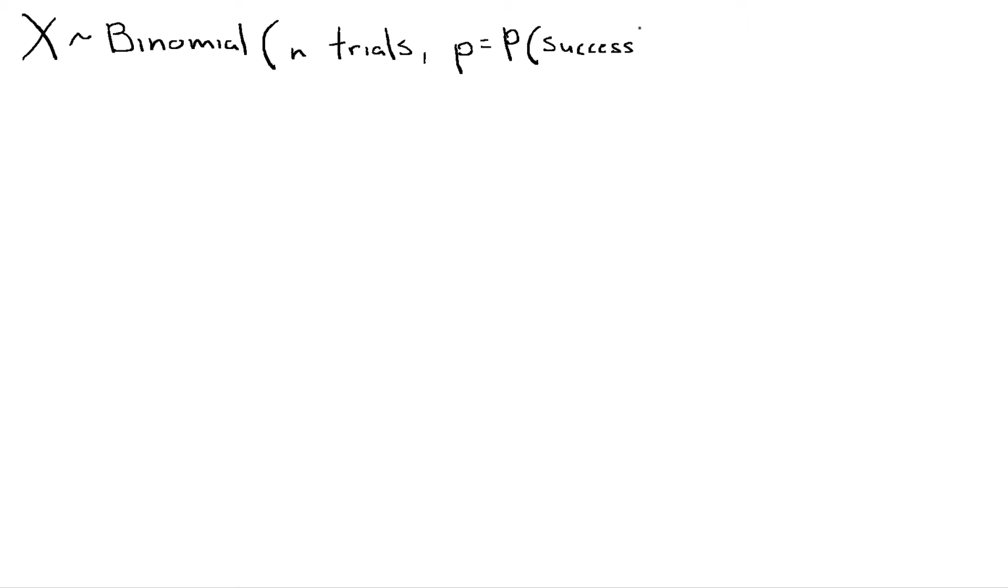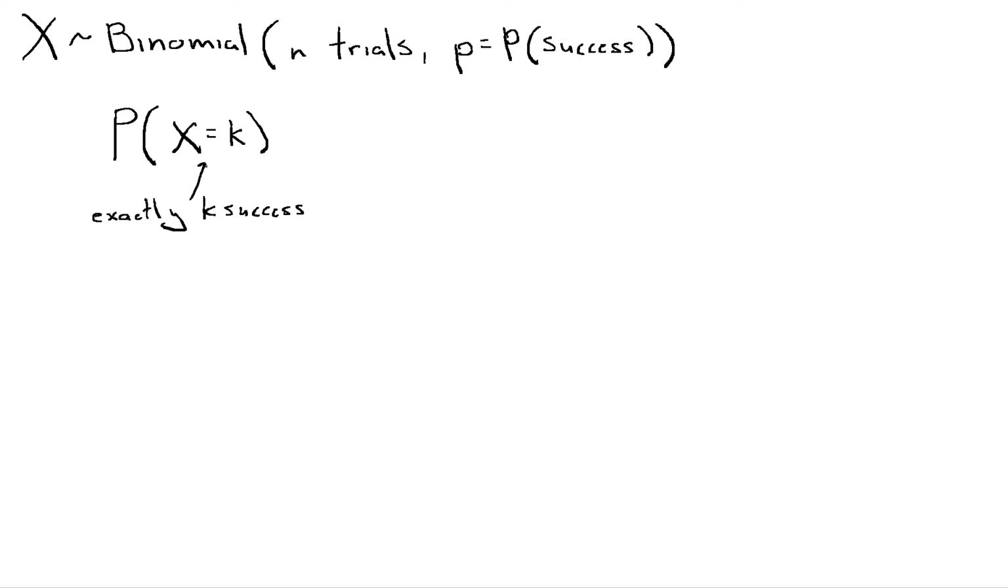Suppose that x is a binomial random variable with n trials, and little p equals the probability of a success on a single trial. Then x is going to count the number of successes in n trials. So suppose you want to compute the probability that x equals k. That means that you're computing the probability that there's exactly k successes in the n trials.